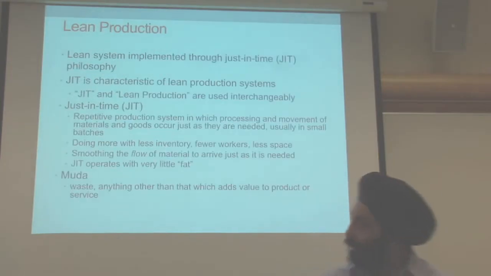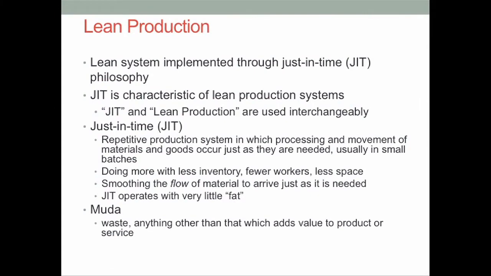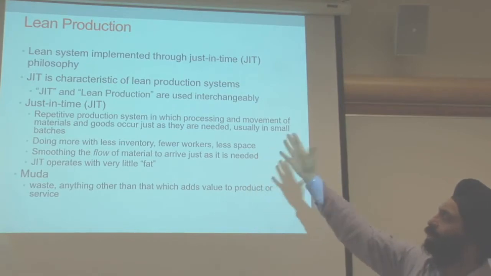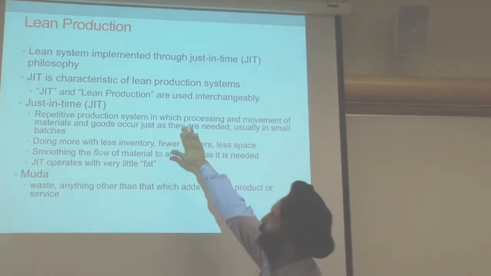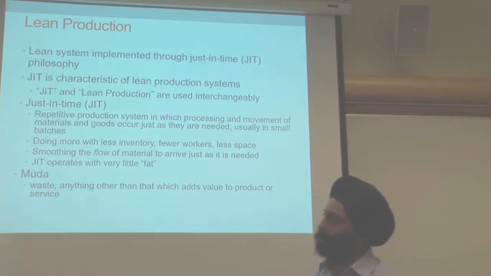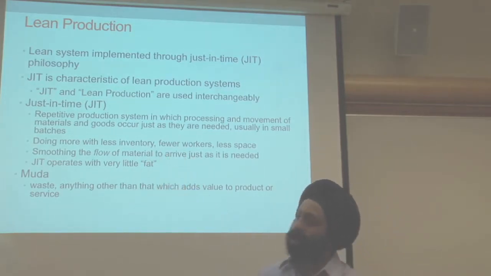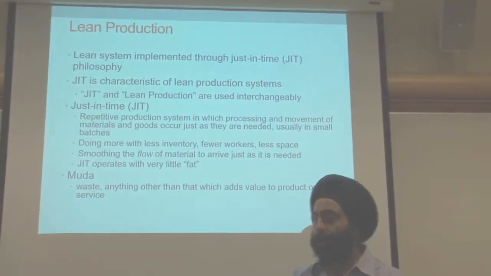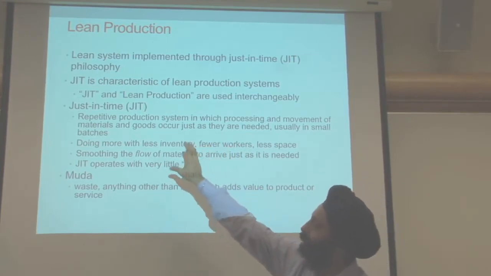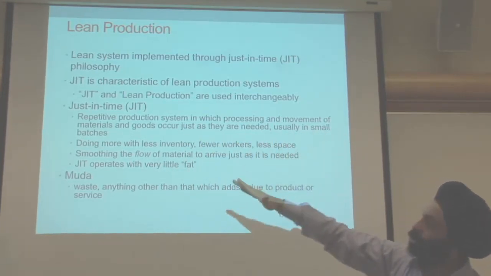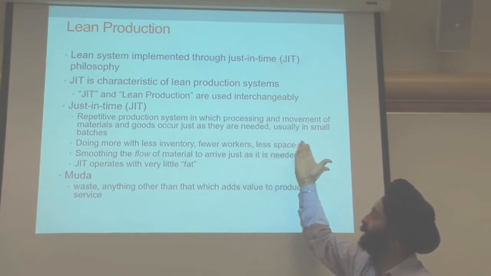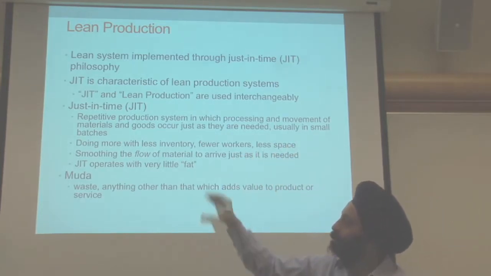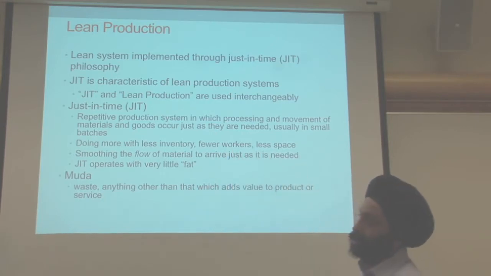Now in terms of lean production, it's the lean system implemented through just-in-time philosophy, and just-in-time is the characteristic of a lean production system. JIT and lean production are used interchangeably, and lean production just happens to be a larger umbrella within which JIT focuses on inventory and production environment. So JIT itself is a repetitive production system in which processing and movement of material and goods occur just as they are needed, usually in small batches. Doing more with less inventory, fewer workers, and less space. So that's a key idea to eliminate waste.